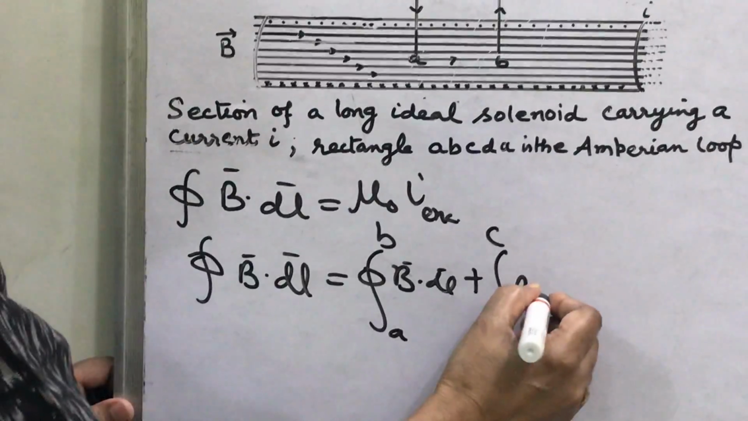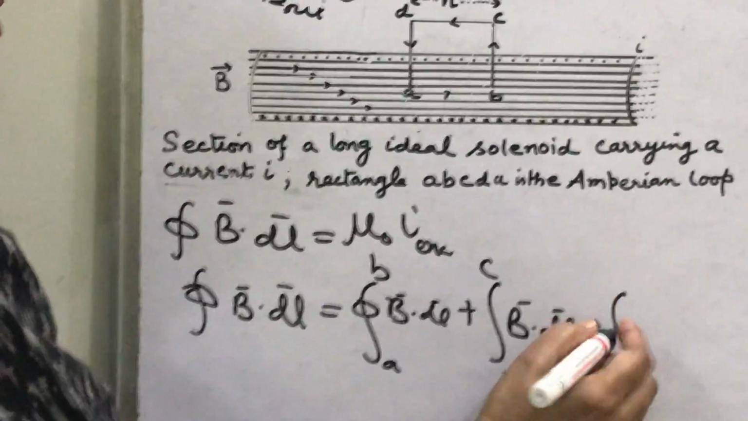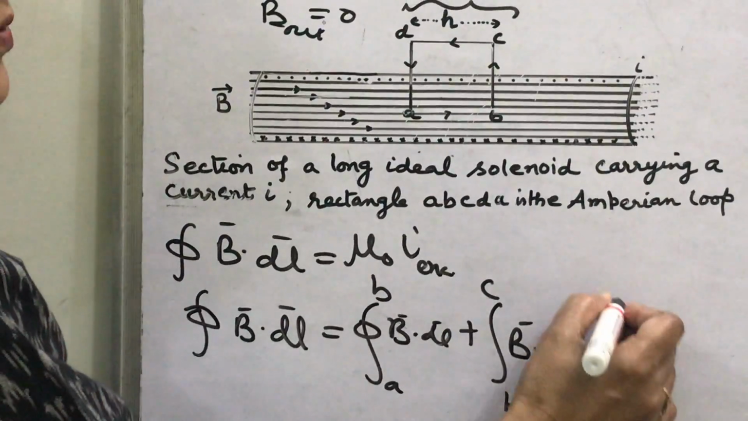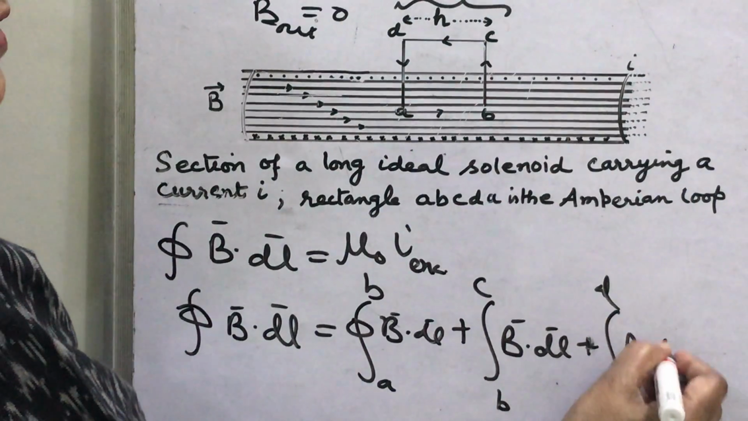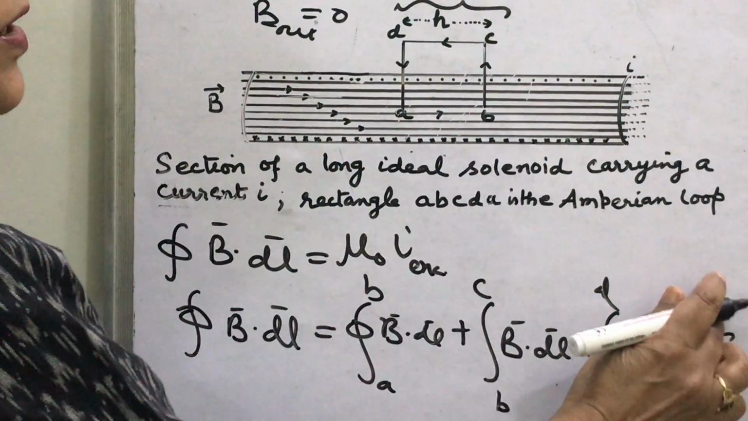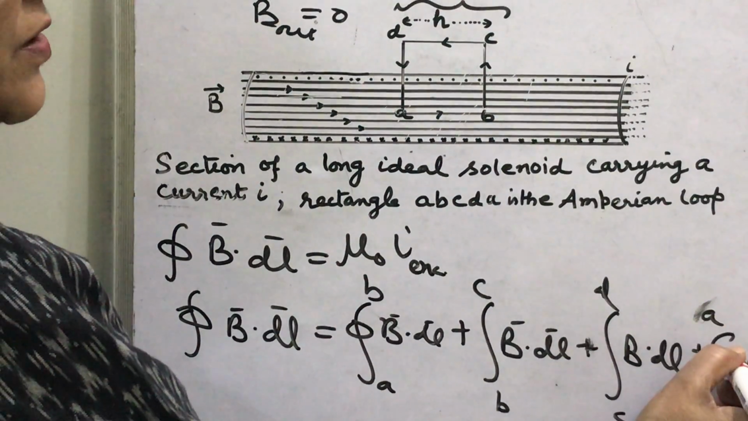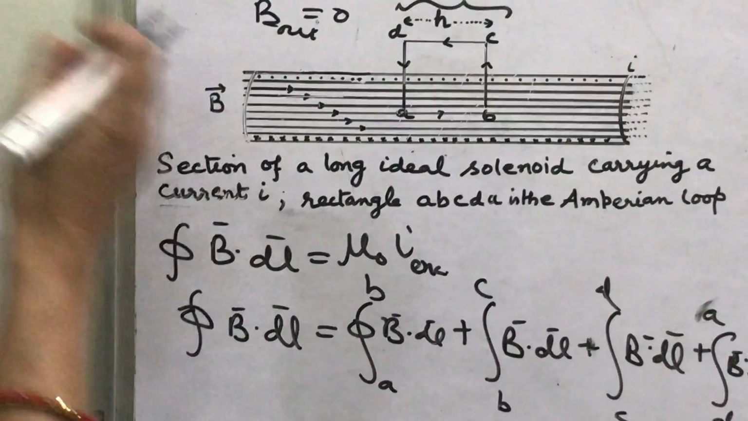DL length is the BC. This is B dot dl again, plus B dot dl from C to D, this one outside the solenoid, and finally plus B dot dl from D to A, and this is for the closed loop. We have written the Ampere's circuital law.